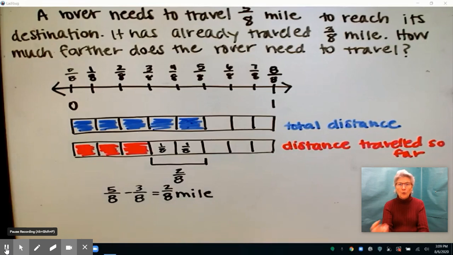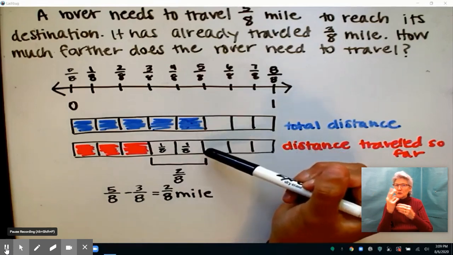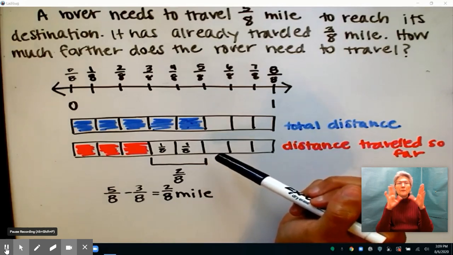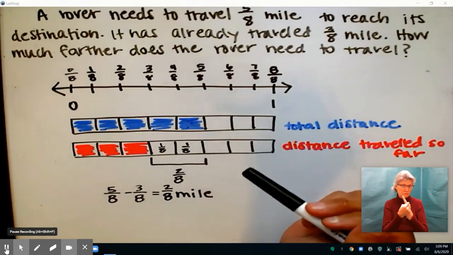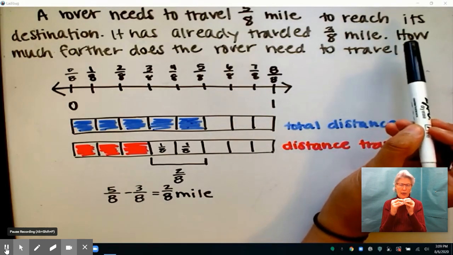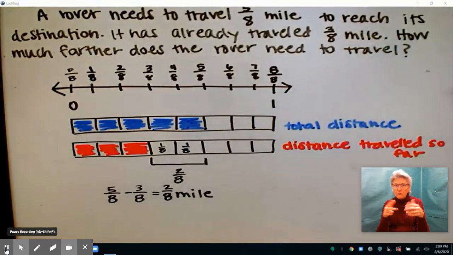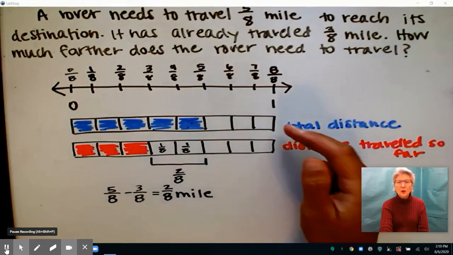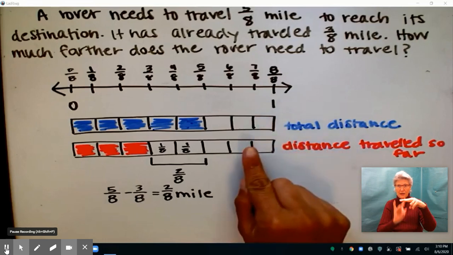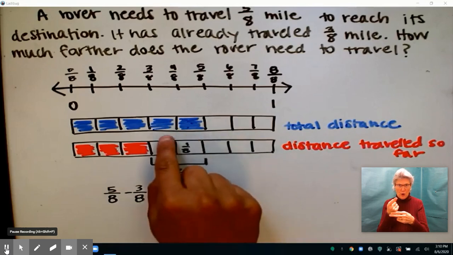Here we use this comparison model of subtraction where we compared our two numbers, our fractions, in order to help us solve. This comparison model is super useful in situations that ask the question, how much more, right? And that was what we had here. How much more or how much farther does that rover need to travel? We used fraction models to show the parts that are being compared, 5/8 and 3/8, and then we counted how many more parts are in one fraction model than in the other.